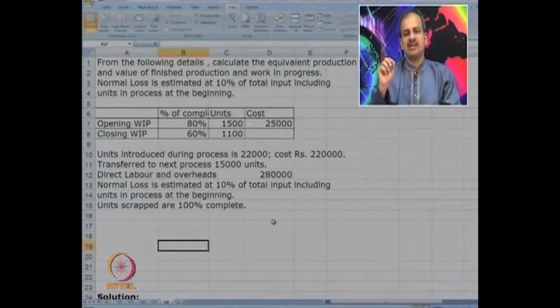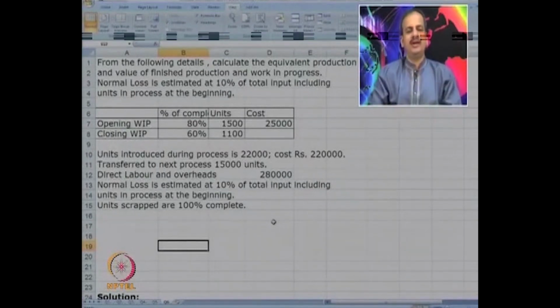The units which are transferred to next process are 15,000. Direct labor and overhead costs are 2,80,000. The normal loss is estimated at 10%, which was anyway given above, and units scrapped are 100% complete. So now we have to calculate the number of equivalent units and also the cost per unit.